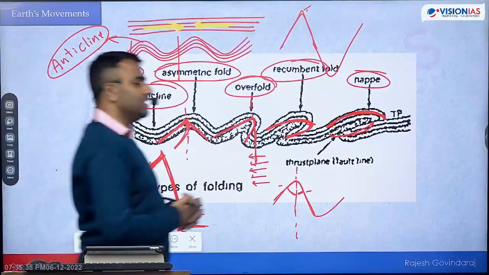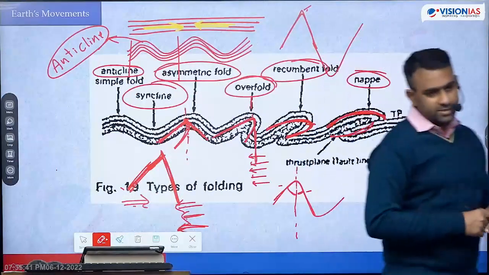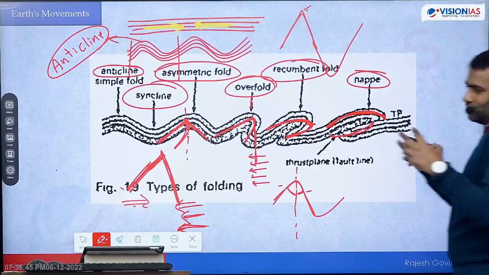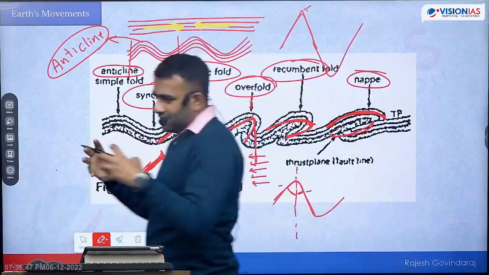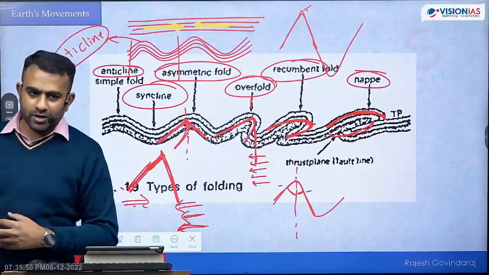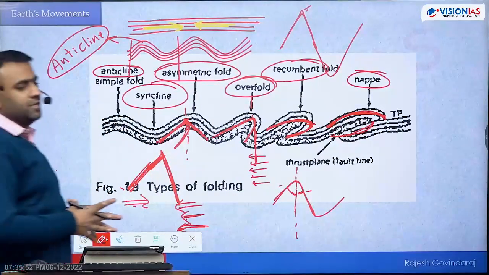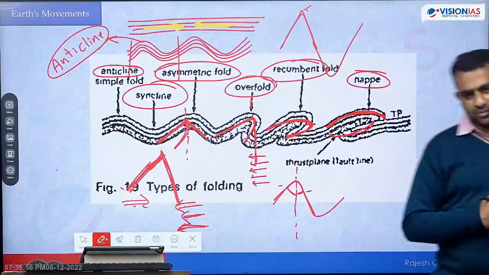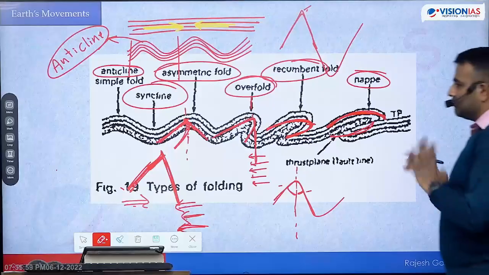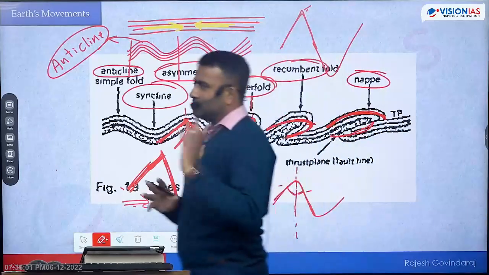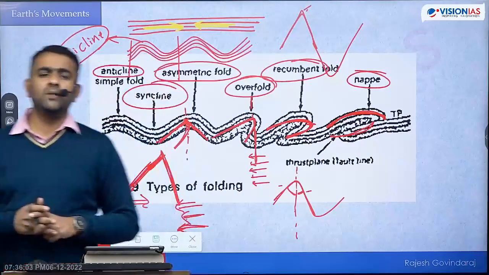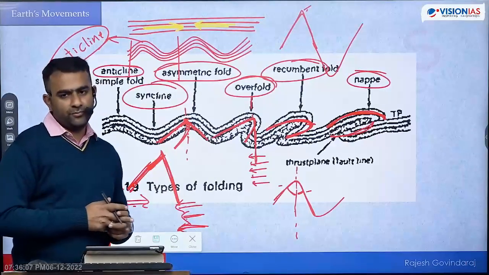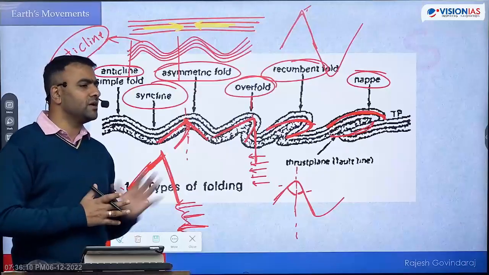For nappes, you need a very high compression that is found in the Himalayas. Because from both sides, two different continents are converging in the Himalayas. From one side the Indian continent, from the other side the Eurasian continent. Both are trying to push towards each other. There is a very high force of compression that results in the formation of nappes. You will also find such nappes in the Alps. Where are the Alps? Europe. Where there is very high compression, you will find them.